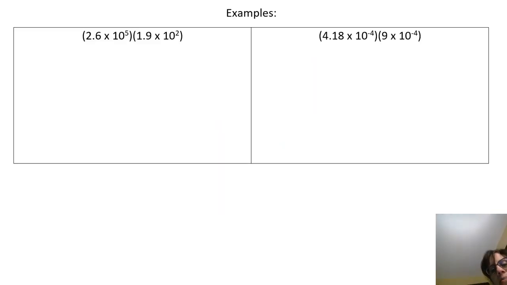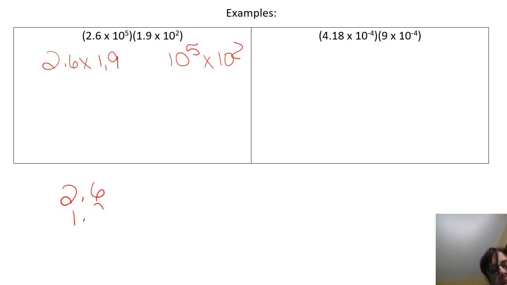So now let's look at some examples. I'm going to rearrange, putting my c values together and my powers of 10 together. So we need to take those c values and we need to multiply.